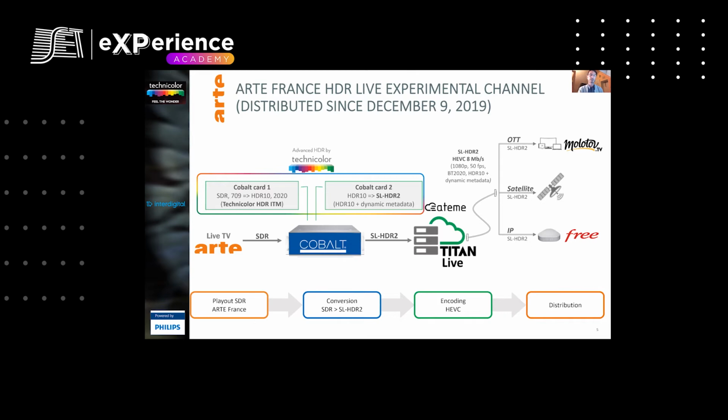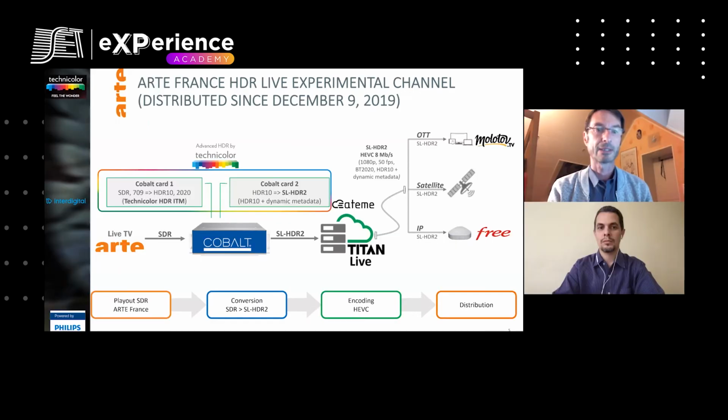And they have started to use SL-HDR2 for their live service, which is called Arte Live TV. So they upconvert SDR with the ITM solution that I described before. This is implemented in a Cobalt device. One card is upconverting SDR 709 to HDR10 2020, and then a second card produces the dynamic metadata. So it generates the SL-HDR2 dynamic metadata.